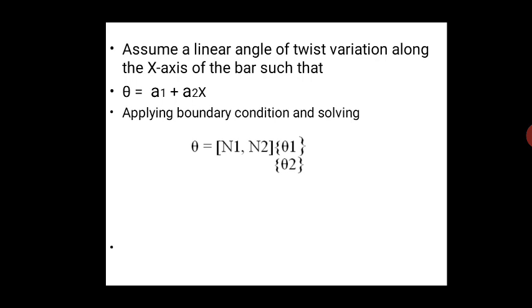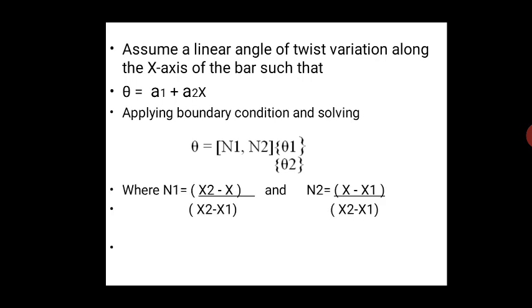is equal to the matrix of n1 and n2 into the vector theta 1 and theta 2, where n1 is a shape function which can be written as x2 minus x divided by x2 minus x1, and the second shape function n2 can be written as x minus x1 divided by x2 minus x1.